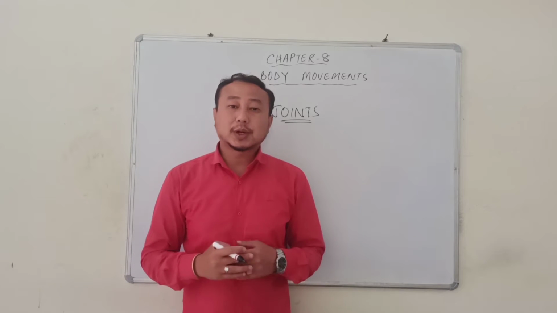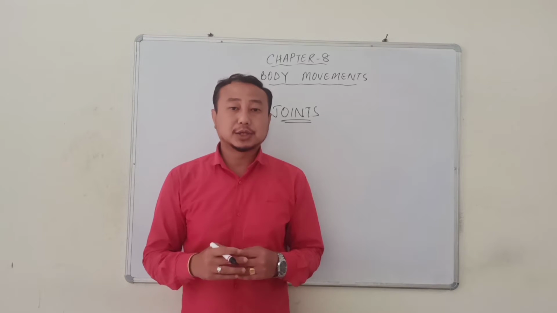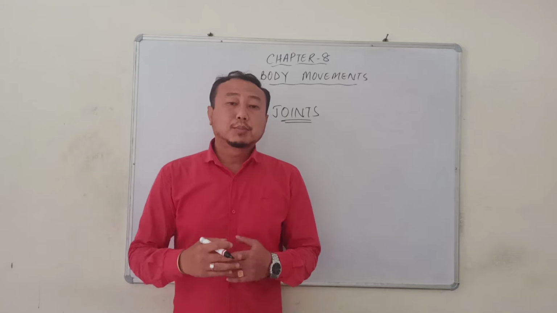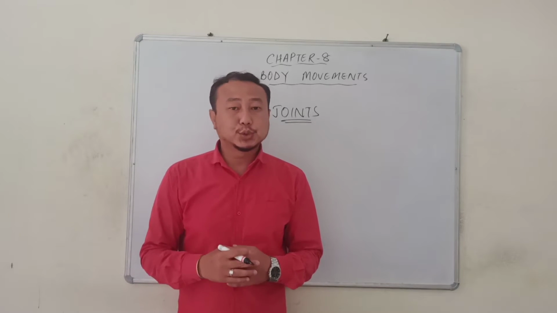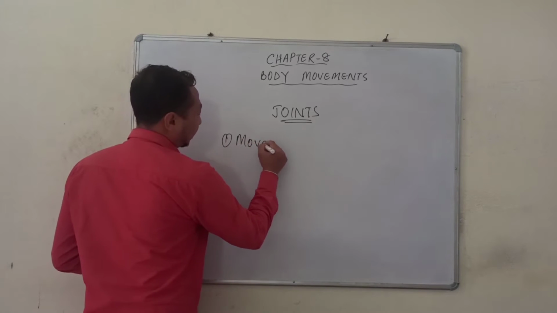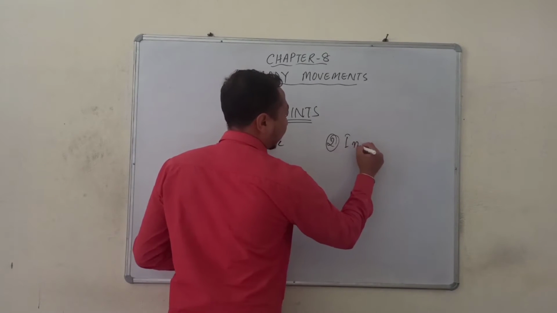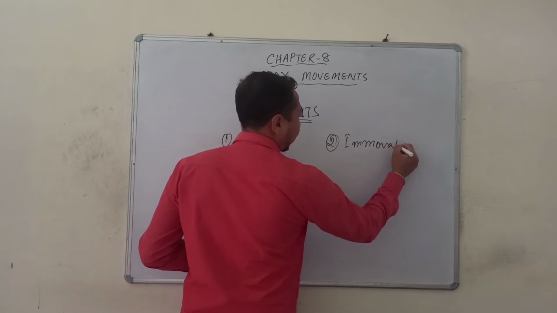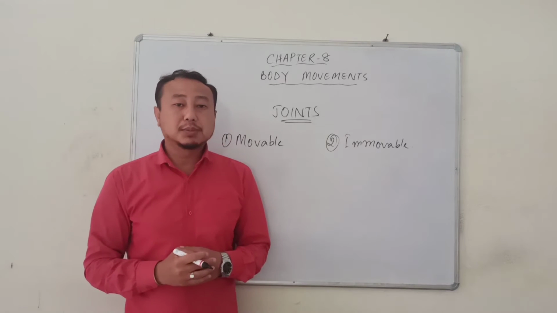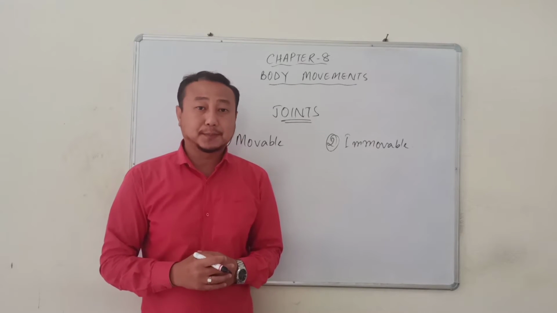Joints are the portions where two bones meet. These joints are divided into different types depending upon their nature and characteristics. Broadly, we can divide these joints into two types. The first one is movable joint and the second one is immovable joint. So let us see what is a movable joint and what is immovable joint, and let us see the different types of these joints again.